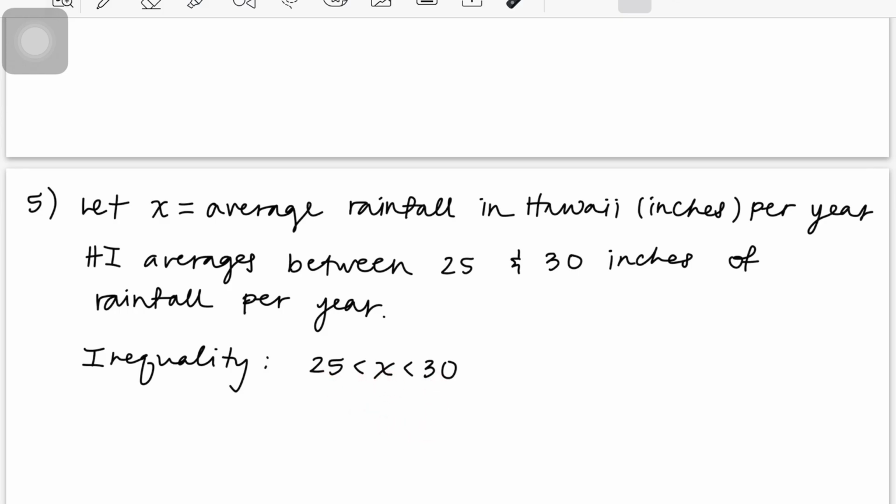I just want to point out here that this notation, x is strictly greater than 25 and strictly less than 30, is because of the terminology that we're using, or I guess not using in this case. If we were told, for example, that there is at least 25 inches of rainfall per year, then x would be greater than or equal to 25. And if we were told that there is at most 30 inches of rainfall per year, then x would be less than or equal to 30. So I just wanted to point out when we do and don't use that notation in these kinds of examples.